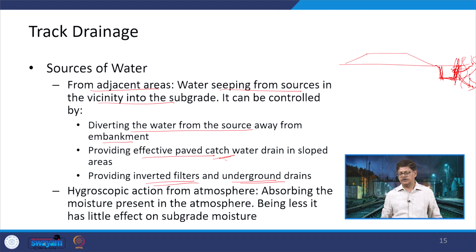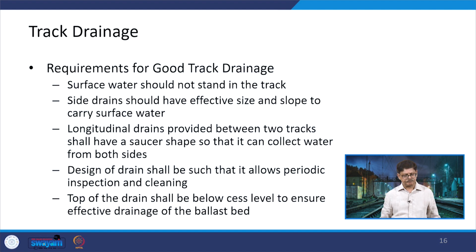That is another way of doing it. Then hygroscopic action from the atmosphere is also possible, but because the amount of moisture which is available in the atmosphere is not so high, this is not going to make a big impact on the subgrade moisture. So, this is in general not a case of concern.